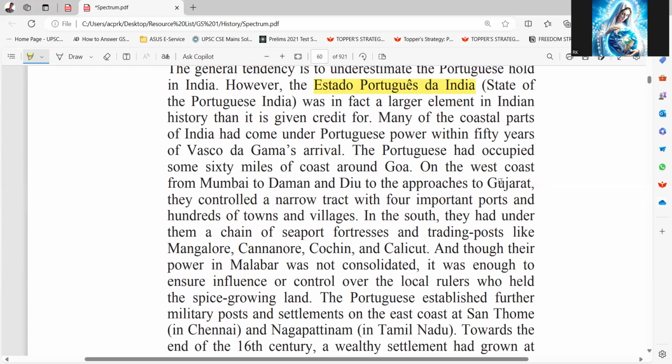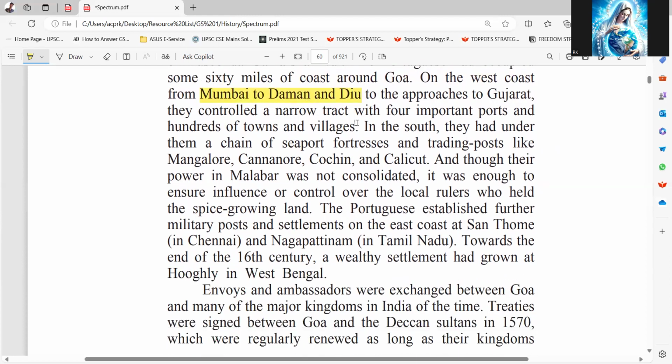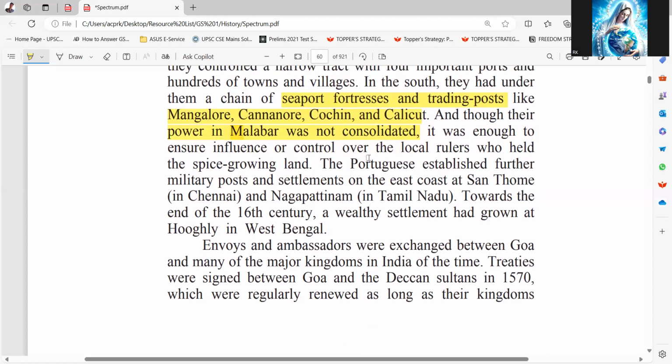On the west coast, from Mumbai to Daman and Diu, to the approaches to Gujarat, they controlled a narrow tract with four important ports and hundreds of towns and villages. In the south, they had under them a chain of seaport fortresses and trading posts like Mangalore, Kannur, Cochin, and Calicut. Though their power in Malabar was not consolidated, it was enough to ensure influence or control over the local rulers who held the spice growing land.